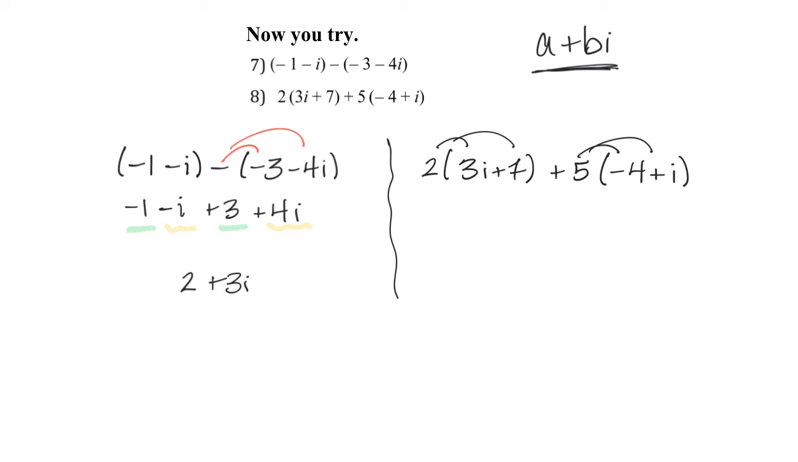2 times 3 is going to give me 6i. 2 times 7 is going to give me 14. 5 times negative 4 is going to give me a negative 20. And 5 times i is going to give me a 5i. Identifying those parts one more time, I have my real components and my imaginary components. So if I'm looking at my real components, I'm going to have negative 20 plus 14, which is going to give me a negative 6. And 6i and 5i is going to give me an 11i.